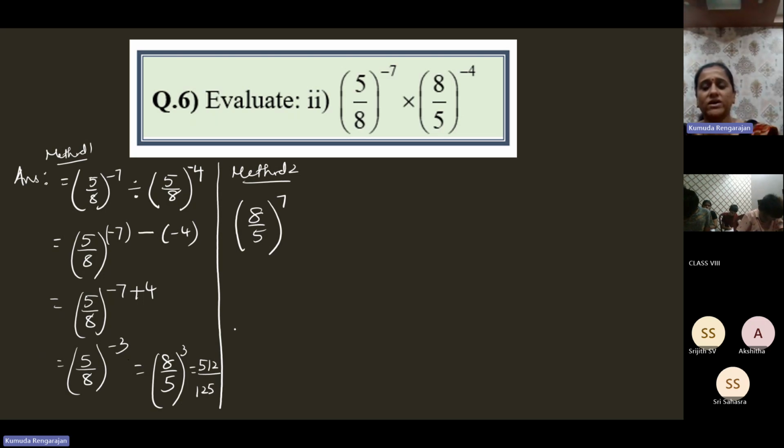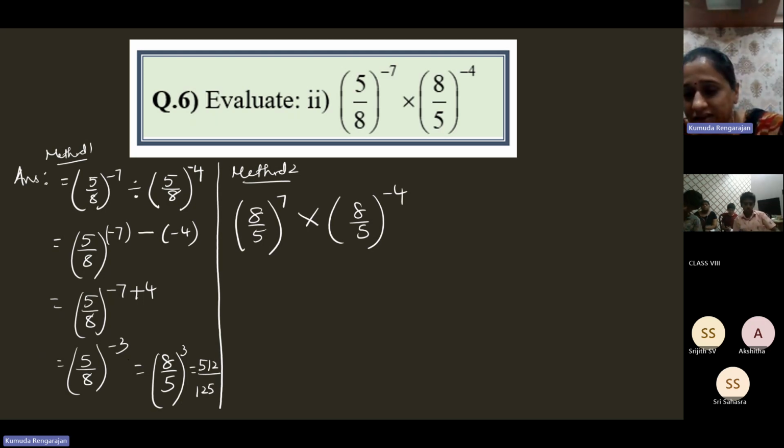5 by 8 becomes 8 by 5. Minus 7 is plus 7. So we have written the equivalent for the first one. Write the second one as it is. Don't change that, because your favorite base is already 8 by 5. Like the base of a pizza, here you want the base to be 8 by 5. The first one was 5 by 8, so you made it 8 by 5. The second one is already 8 by 5. Why do you want to change that? Write it as it is. Now what's the rule? Bases are same and it's multiplication, so you should add the powers.